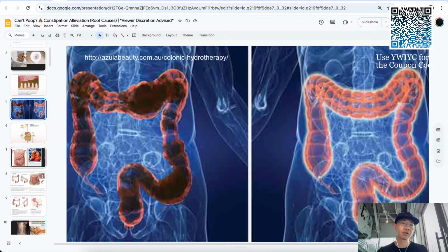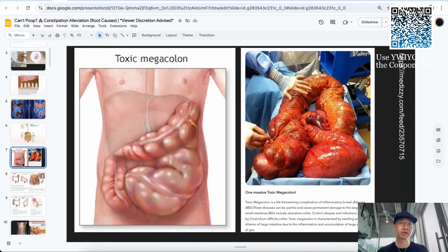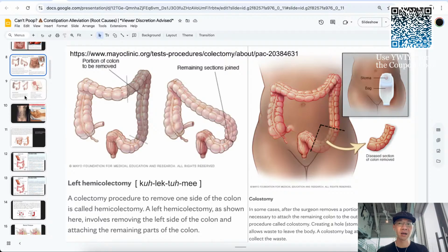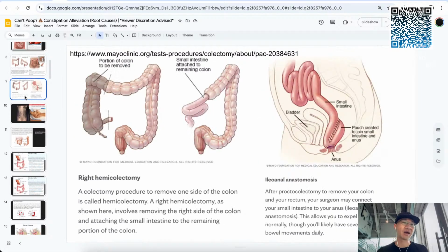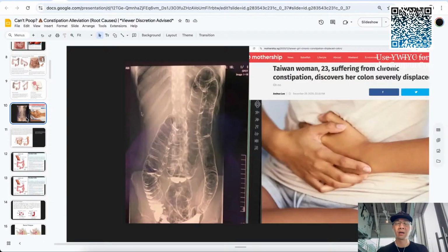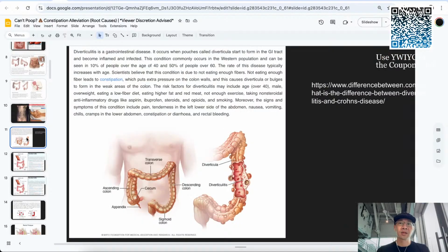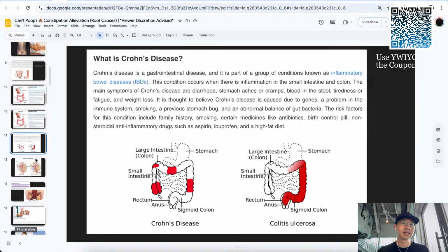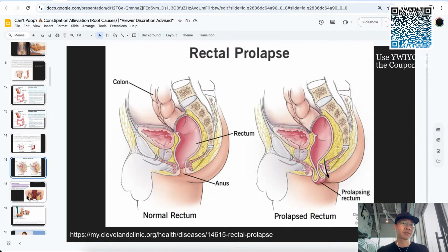I'm not joking. And if you don't fix chronic constipation, you're going to be dealing with toxic megacolon. You may have to get a hemicolectomy. You may have to do ileoanastomosis. You may have a chronic, severely displaced colon. You may be dealing with diverticulitis, colitis. You may be dealing with Crohn's disease, rectal prolapse.